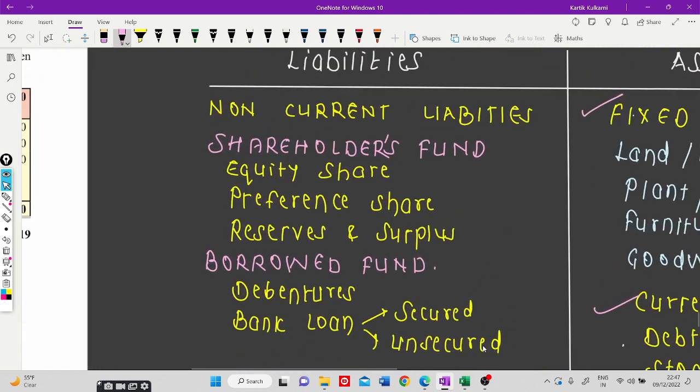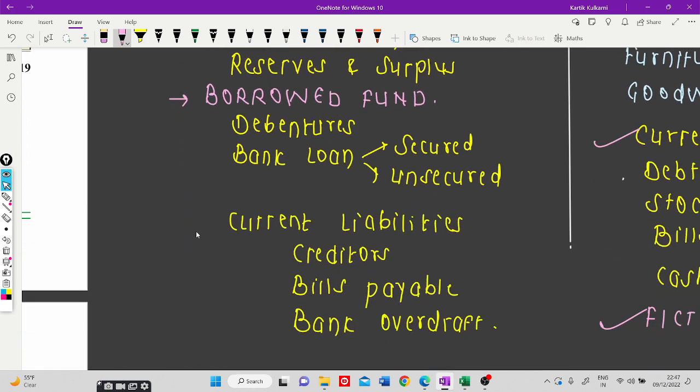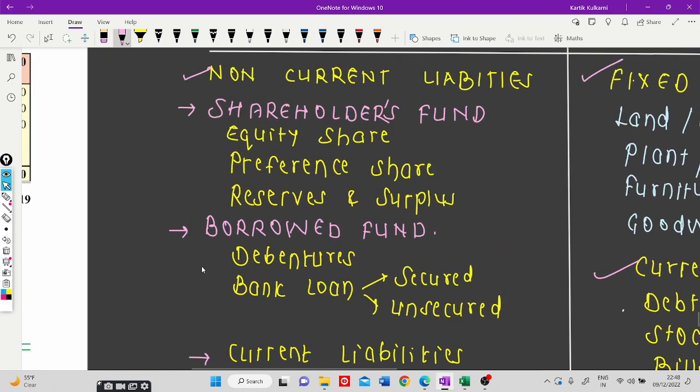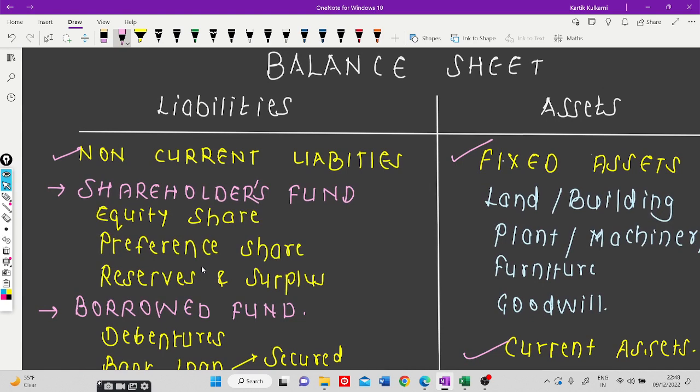Liabilities can be divided into non-current liabilities, which are further classified as shareholders fund, borrowed fund, and the other is current liabilities. So in this way, this is the horizontal form of the balance sheet.